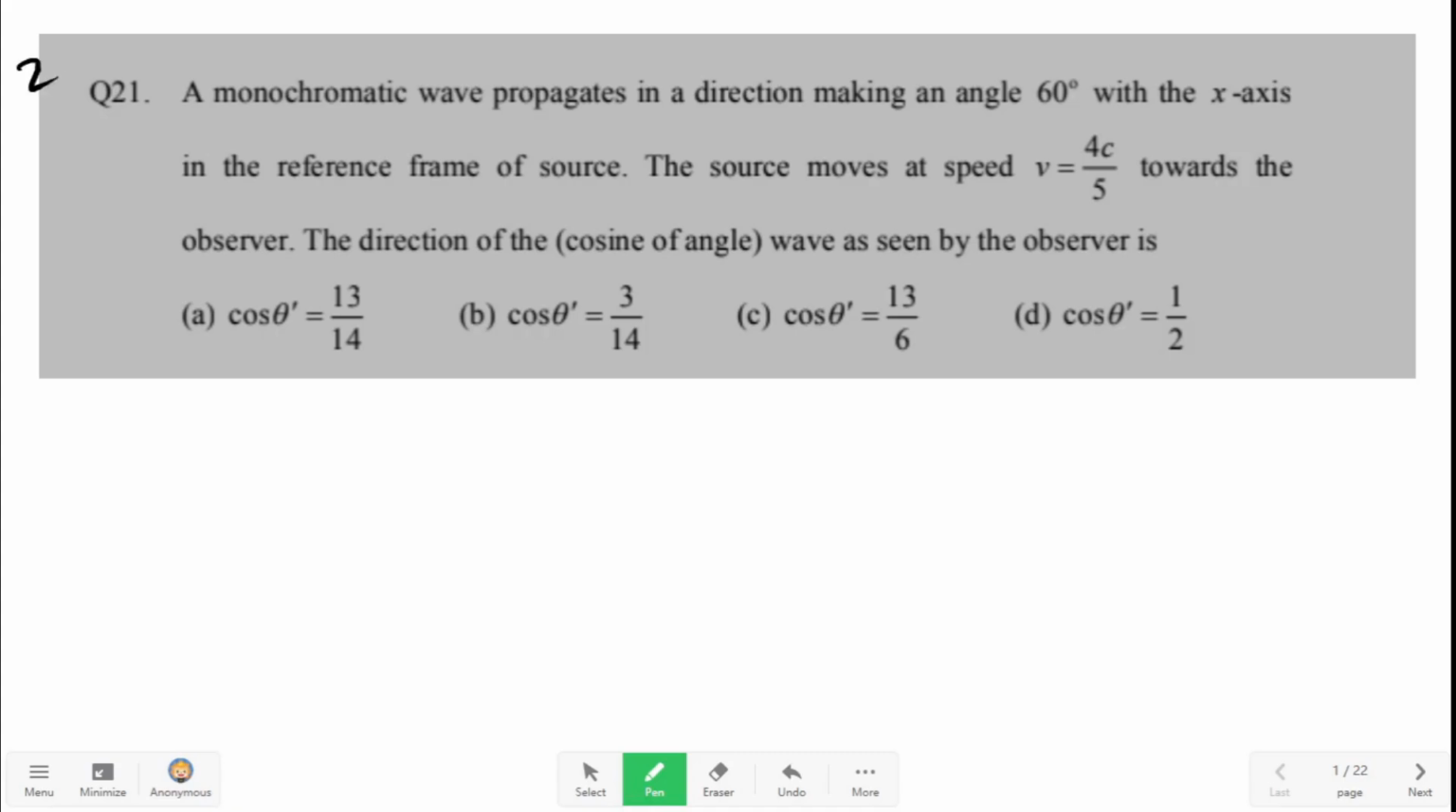Let's solve this question from JEST 2014. Here we have a monochromatic wave which propagates in a direction making an angle 60 degree with x-axis in the reference frame of source. The source is moving at a speed v is equal to 4c by 5 towards the observer. The direction of wave as seen by the observer is to be found.